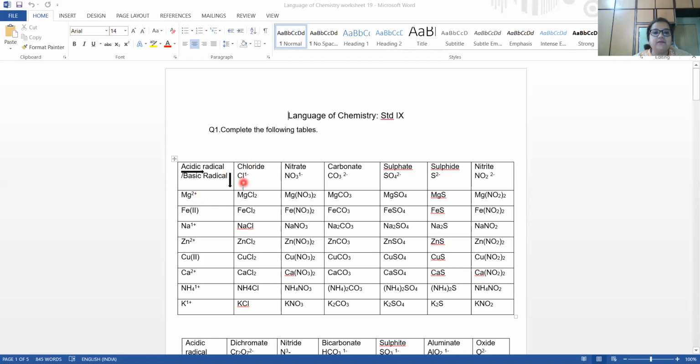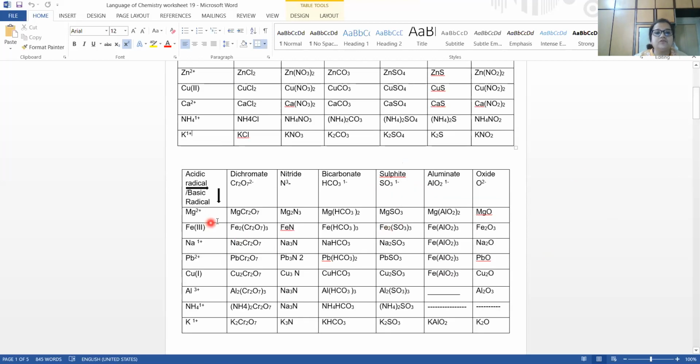See, magnesium chloride, MgCl2, magnesium nitrate, Mg(NO3)2. Why NO3 twice? Because magnesium over here is 2 plus and NO3 is 1 minus. Carbonate, sulfate, sulfide, nitrite: all these are acidic radicals, and these are basic radicals. Metals react with water to give you bases or alkalis, and therefore they're basic radicals. And over here, these are all acidic radicals, right? Similarly, you can make all the formulas, and many more tabular forms on your own also. Here a little difficult: dichromate, nitrite, bicarbonate, sulfide, aluminate, and oxide, right?